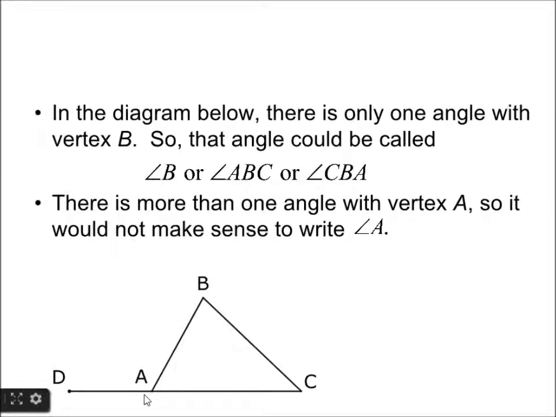There is more than one angle with vertex A. So it would not make sense to write an angle A. Here there are two angles, here this side and this side. So if we write just angle A, it would not make any sense, because then people will be confused which side angle we are talking about. So for this kind of situation, we need to write angle DAB or BAC, which will differentiate which angle we are talking about.